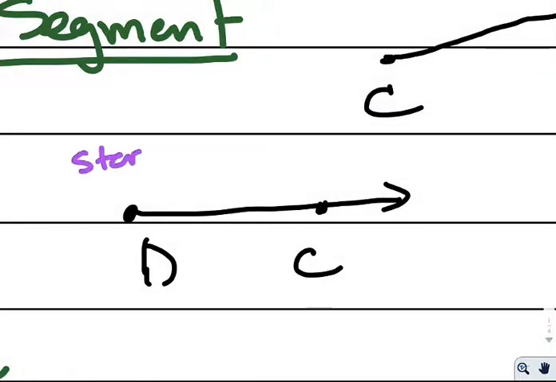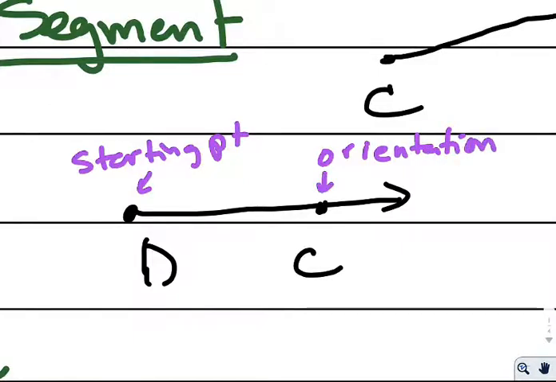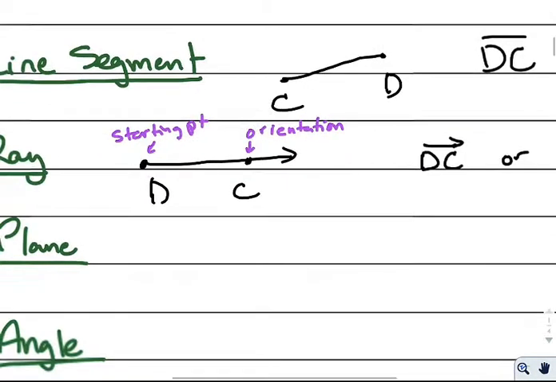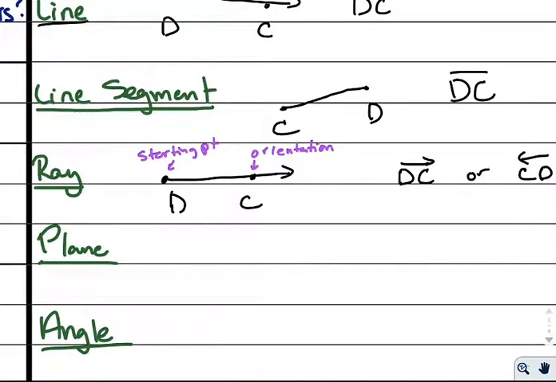This is what I'm going to call the starting point, and this is what I'm going to call the orientation point. Because D tells you where to start, C tells you where to go, and that's really the case with any line or one-dimensional figure. That's why you actually need 2 points: you need a place to tell you where to start the representation, and another point to tell you where to continue the representation.